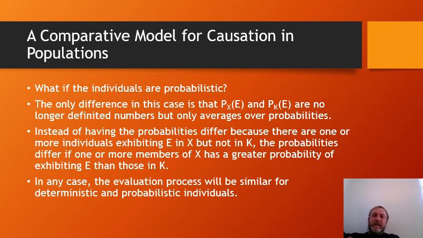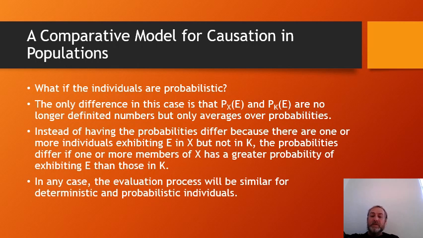Okay, so again, that's the model for causation in populations, right? For deterministic individuals. So what if the individuals are probabilistic? Basically, same idea, right? The only difference is that these probabilities are no longer now just the number of individuals in the population that have it, right? So you can't just look and say, okay, what's the probability of E? Well, how many people have cancer?